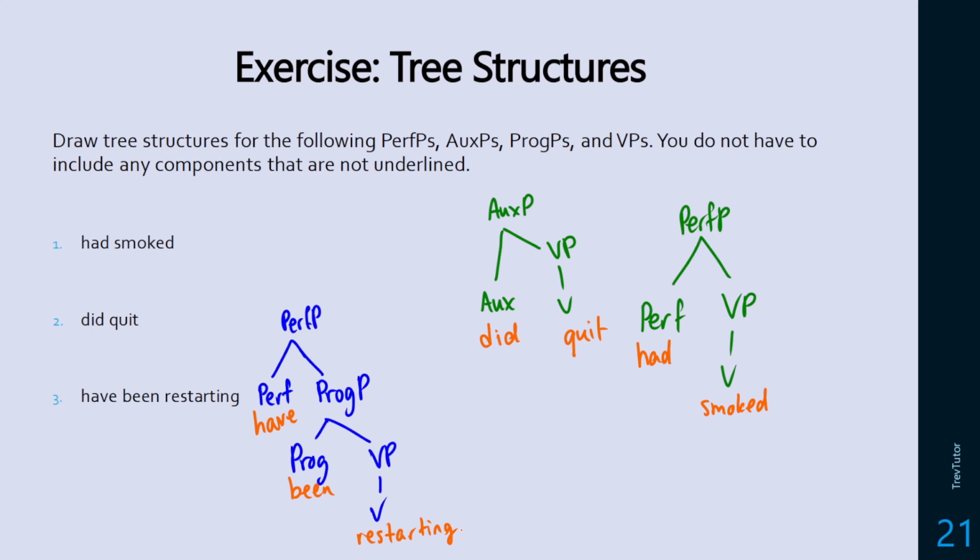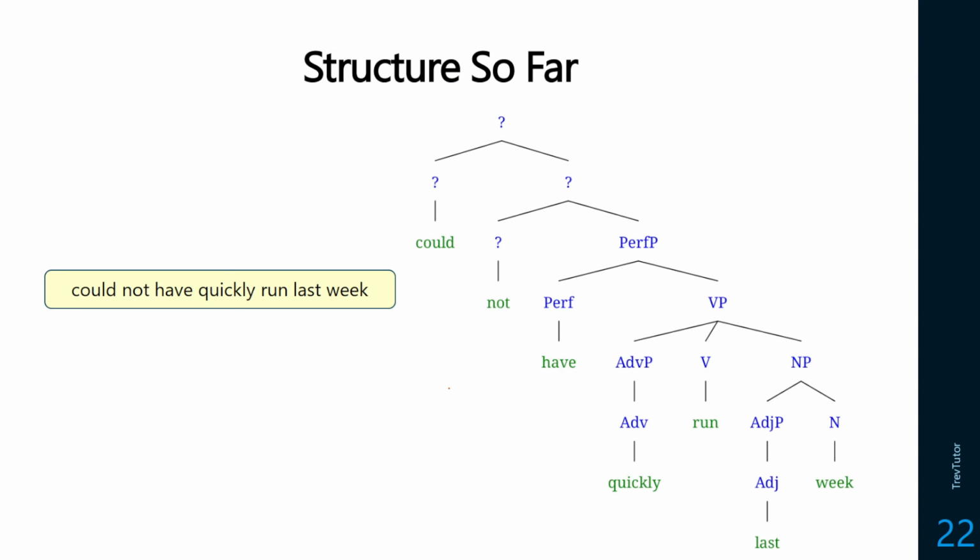So we get to see all of our actions here, all of our new categories and phrases. So what is the structure looking like so far? Could not have quickly run last week. Well, we've now added a new layer. We've now added the perfect layer. We can now deal with this. But how do we deal with could and not? Let's find out.